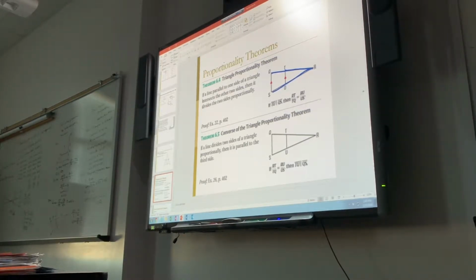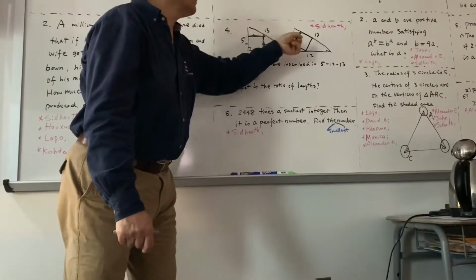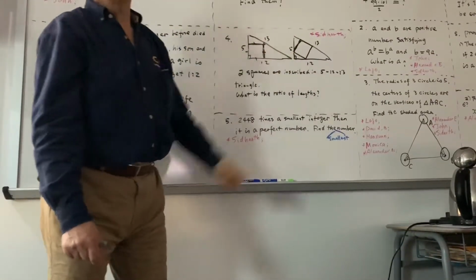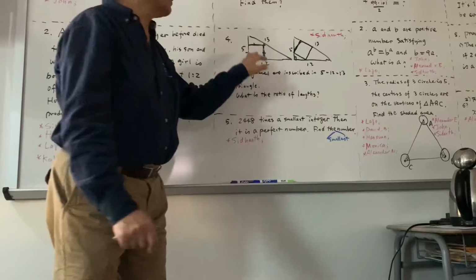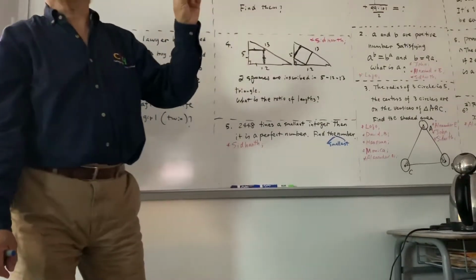This is a 5, 12, 13 right triangle. Inscribe the square. Find the ratio of this length to this length. Do you understand, please? The original question is for triangle ABC. Find the ratio in ABC.